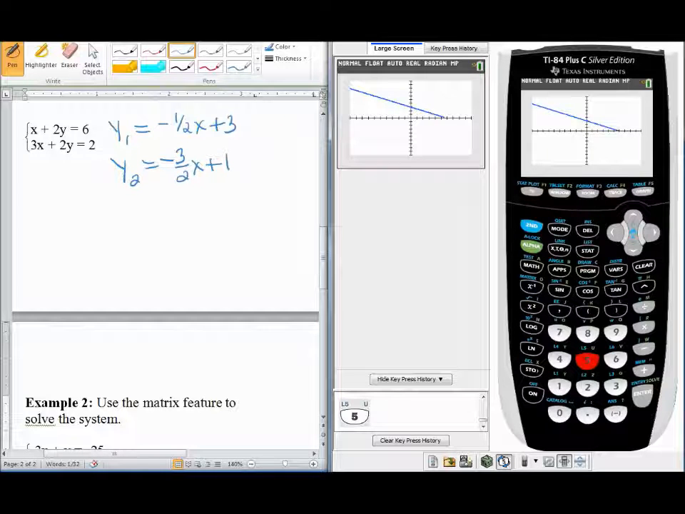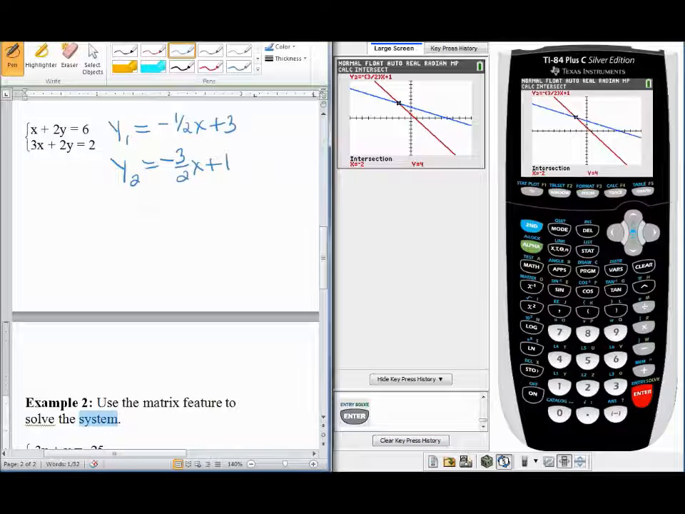I'll give it a second to draw the lines out. Okay, and then I'll hit enter 3 times. First curve, enter. Second curve, enter. Guess, enter. And it gives me my solution as negative 2, 4. Okay, that was fairly simple.